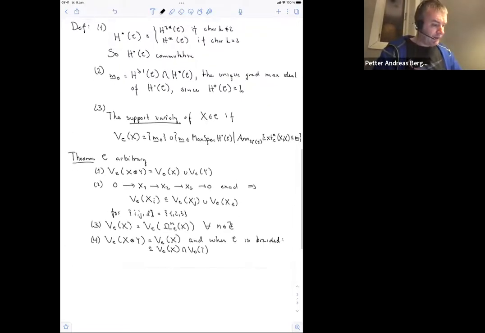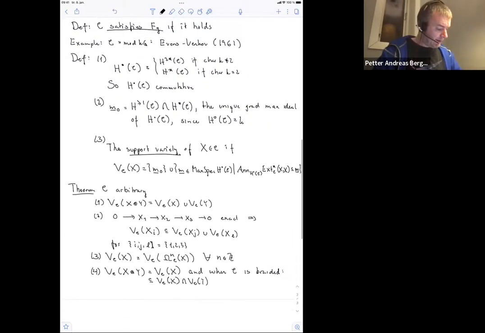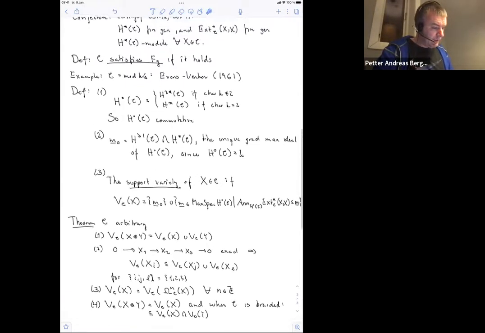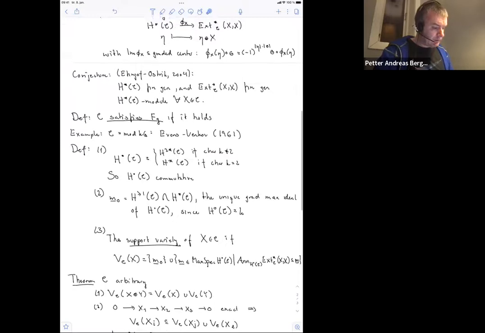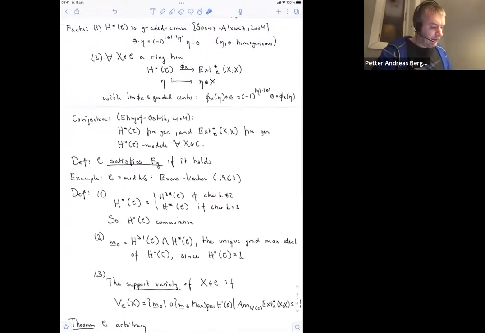So why is this the case? Why is there seemingly a sort of a bias here? Well, if we go back, how did we define the support variety? It's defined in terms of the annihilator ideal of the Ext algebra of X. And the Ext algebra of X is a module over the cohomological ring via this map here.